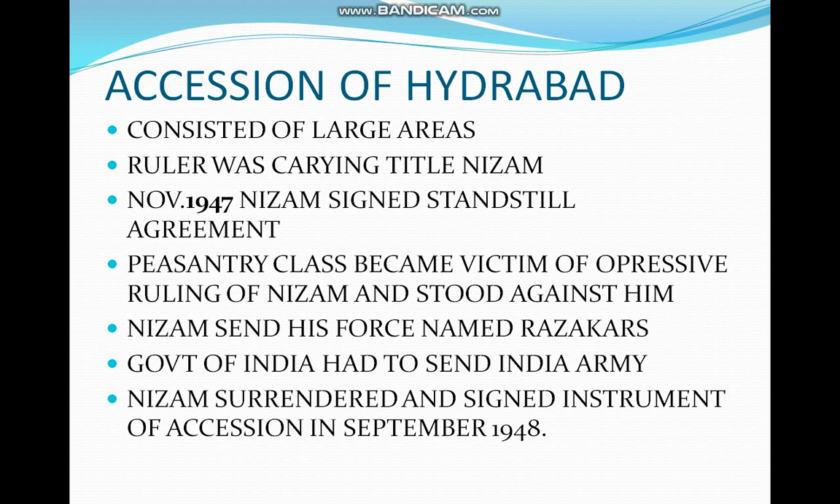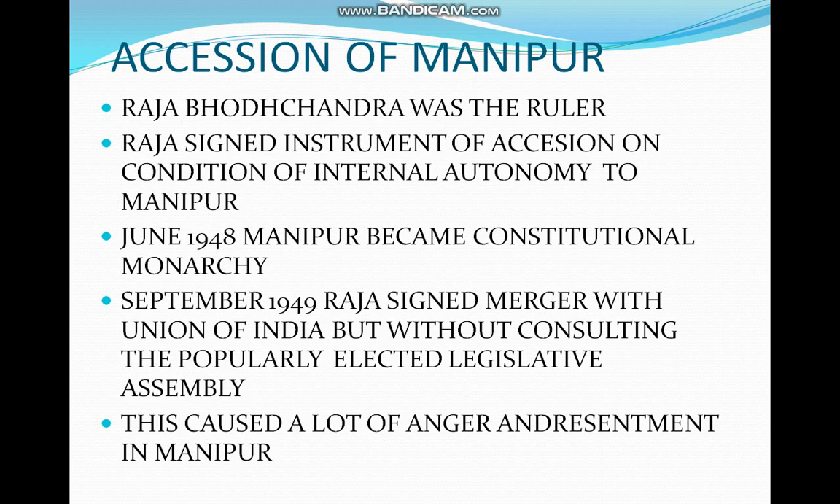In response to this, the Nizam sent his paramilitary force, named Razakars, to tackle the situation. They knew no limits in suppressing the movement. They killed, murdered, looted, and attacked the people, especially non-Muslims, in a ruthless manner. At last, the central government of India had to send the army to tackle the situation. After a few days of intermittent fighting, the Nizam surrendered and signed the Instrument of Accession to India in September 1948.